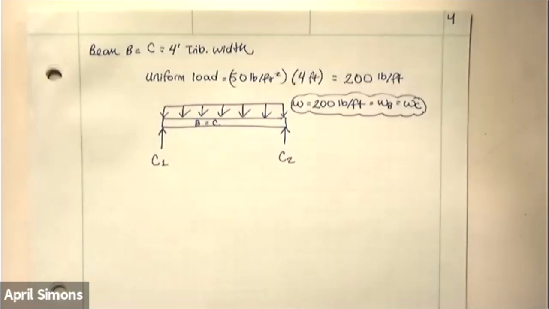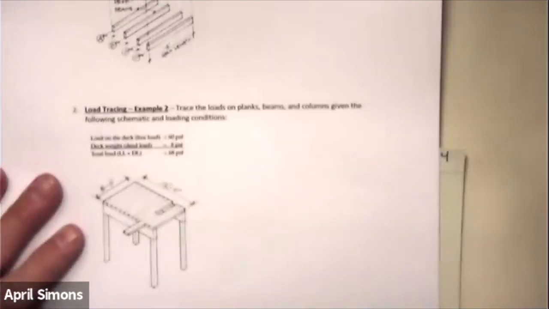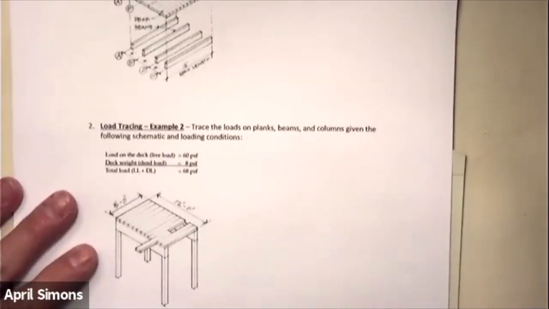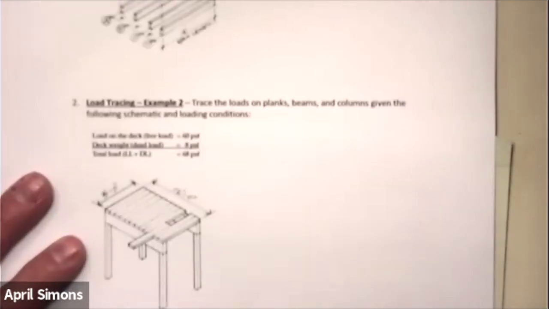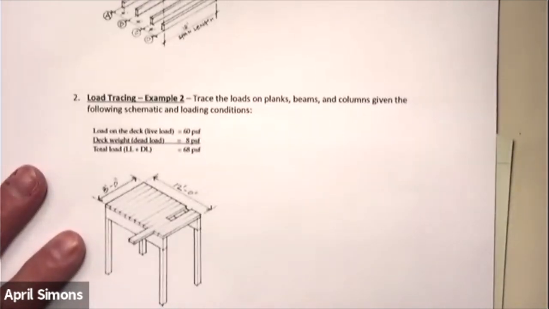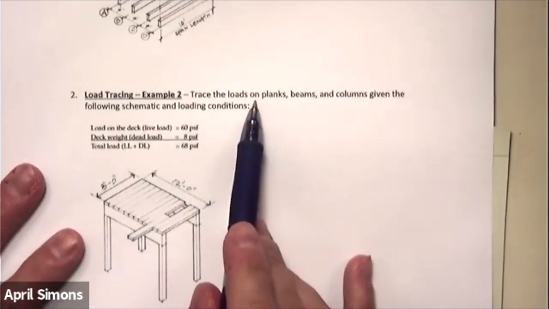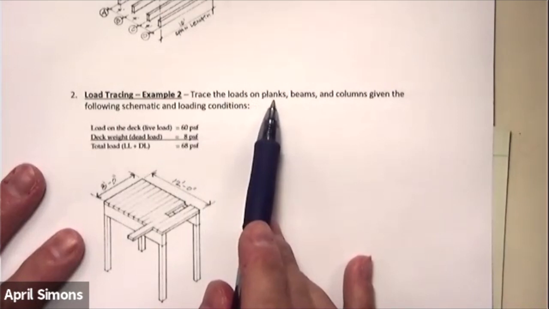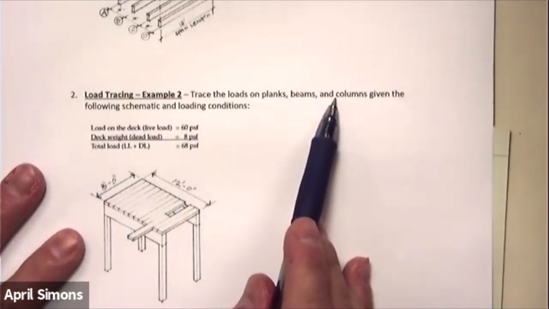All right, let's take a look at example 2 now. So example 2 is going to look a little bit similar, but we're asked now to trace the load a little bit further through this structure. So here we want to trace the loads on the planks, on the beams, and on the columns.